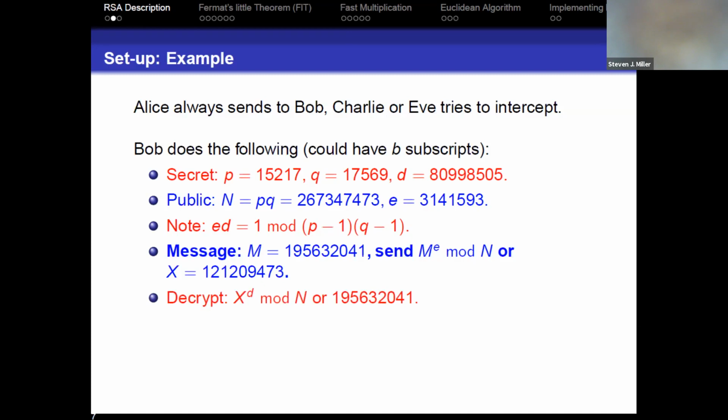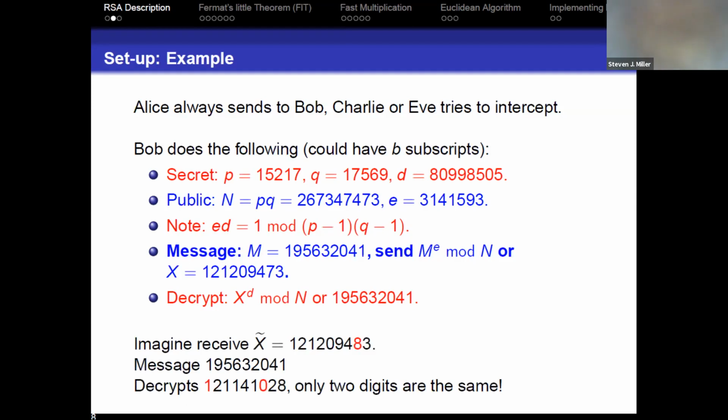So to decrypt, all Bob does is, miraculously, he raises the message he receives to the d-th power and takes the remainder mod N, and when the dust settles, he gets 195632041, which is precisely the message that Alice sent him that he wanted to hear.